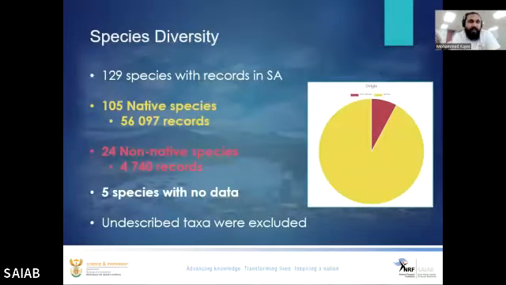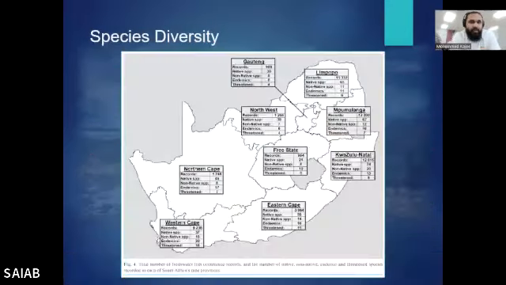Our current list contains 129 species with records in South Africa. So 105 of these are native and 24 are non-native. And then we've got 5 species that are on our list that do not have data. But after consulting with experts, we were told that these species definitely do occur in the country. We just did not have digitized records for them yet. Importantly here, I want to note that we did not include any undescribed or yet to be described taxa.